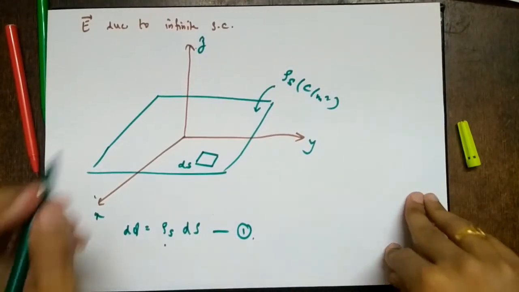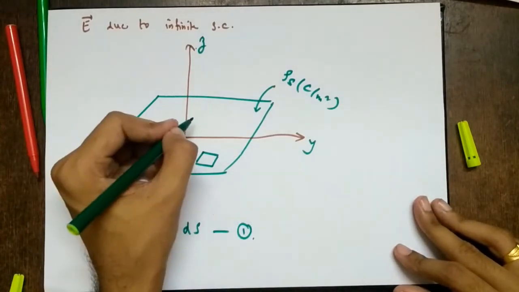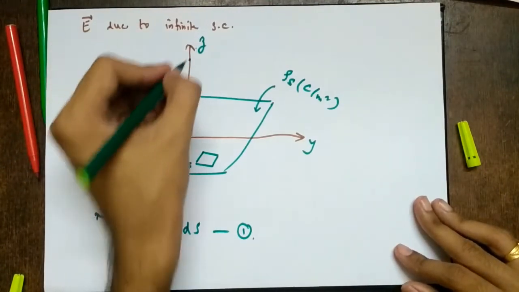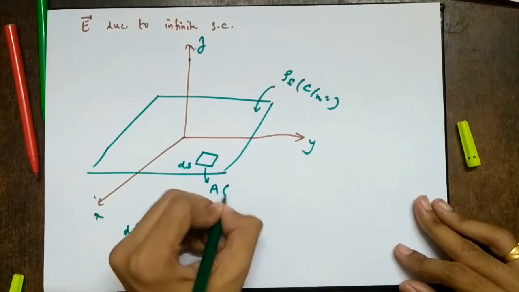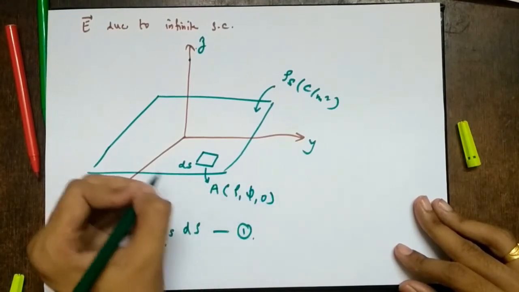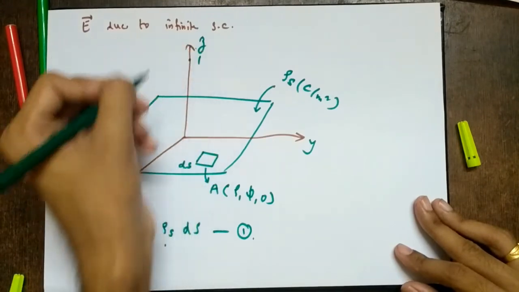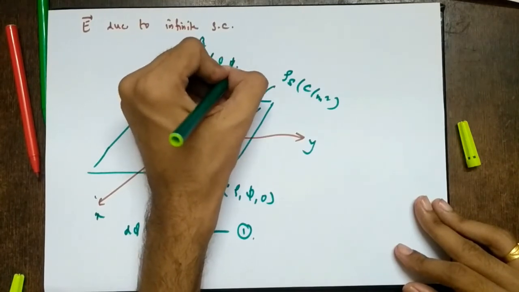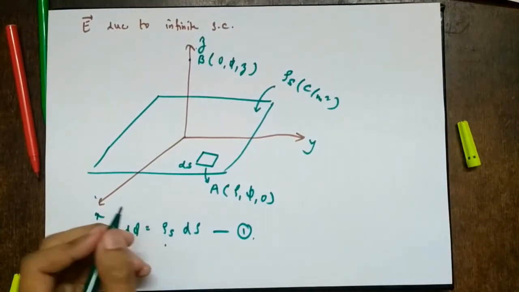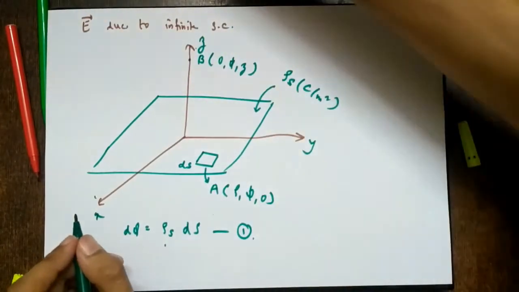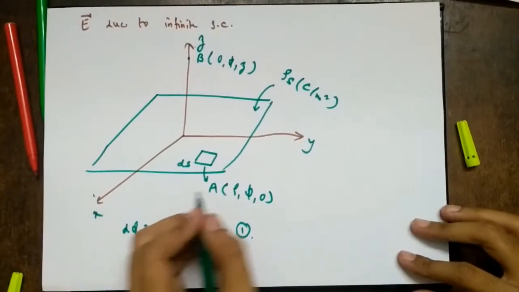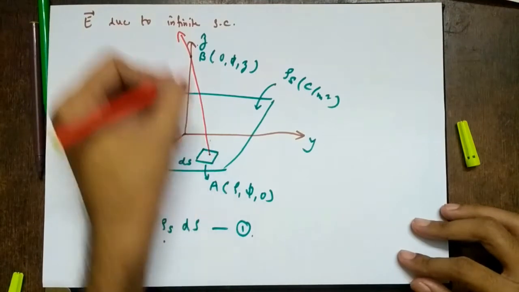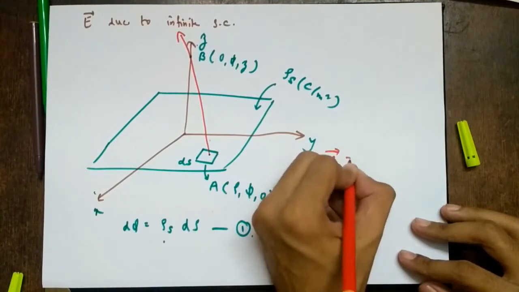Then we have to find the electric field intensity for this surface charge somewhere. So let's say on the z axis itself. Let's say this is point A. So what will this be? Rho phi 0, like the previous case, and this is point B. So what will this be? Again 0 phi z, right? So what will we write? The vector is this vector. What vector do we want? AB vector. So we will find the AB vector.